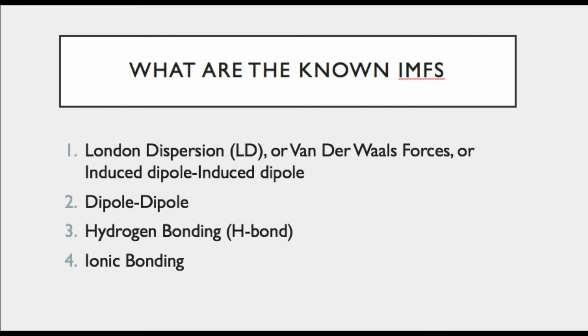And then the last, the strongest type of intermolecular force, is ionic bonding, right? So we'll go into further detail and visualize what's going on when we say these attractive forces between molecules.